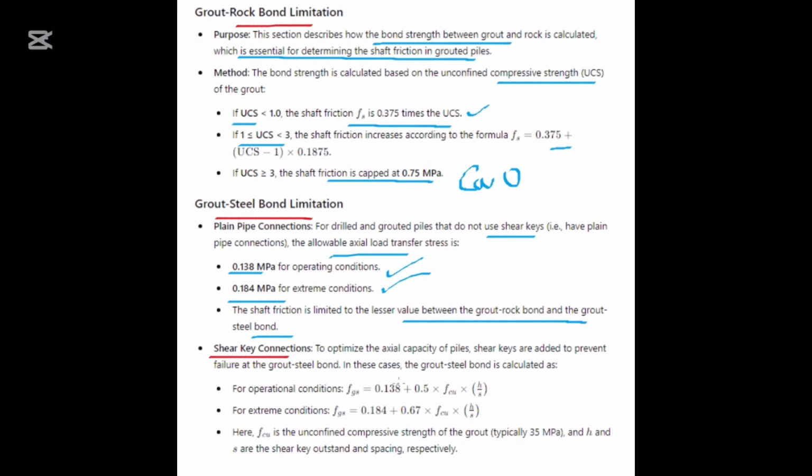For the shear key connections, to optimize the axial capacity of piles, shear keys are added to prevent the failure at the grout steel bond. Why do we need to add a shear key? Just to prevent the failure at the grout steel interface, that bond. It is calculated based on these formulas. FCU is the unconfined compressive strength. H and S are the shear key outstand and spacing.